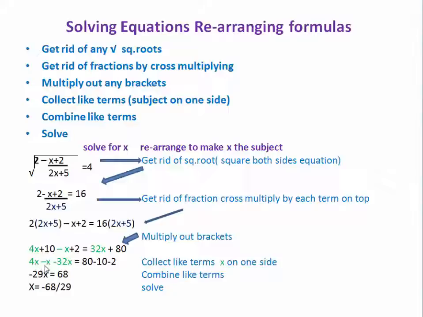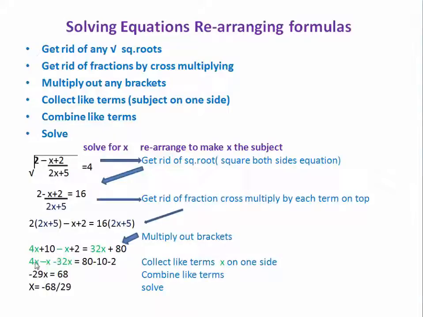So it becomes 4x minus x minus 32x equals 80 minus 10 minus 2 when we collect all the x terms on the left hand side. So moving the 32x becomes minus 32x. So plus 10, move to the other side, becomes minus 10. Plus 2, move to the other side, becomes minus 2.